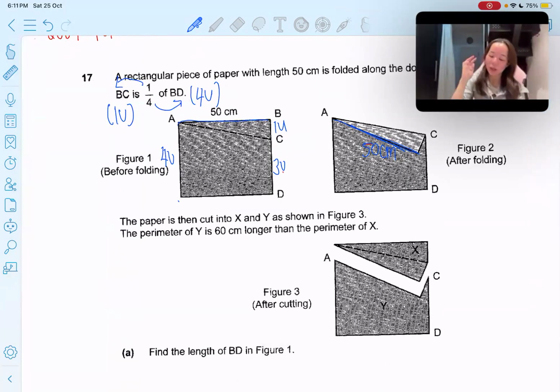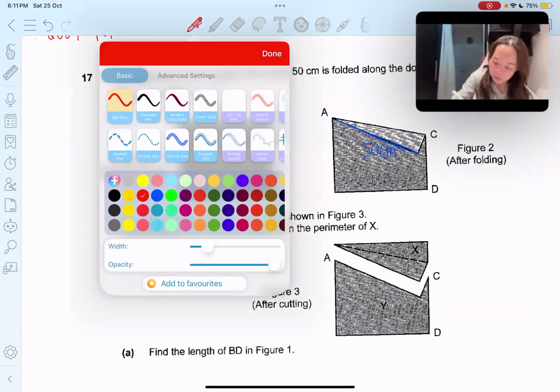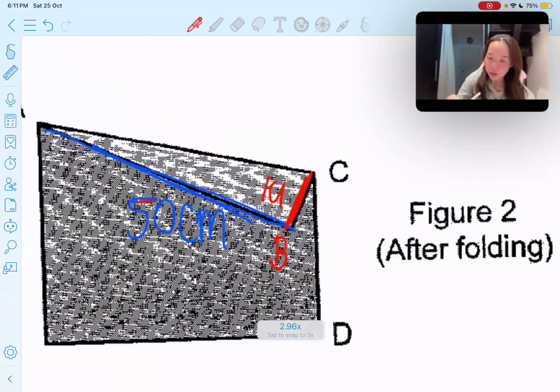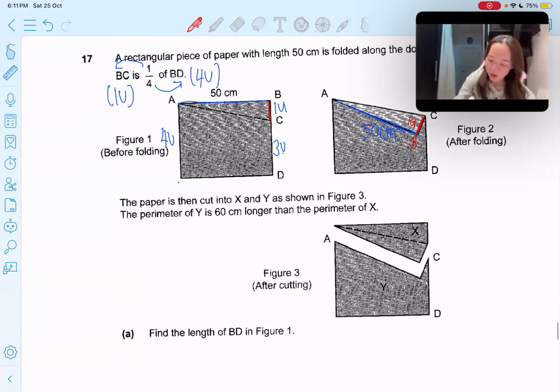Now let's try and understand. If this part here BC is 1 unit, when I fold it, this is actually your B. So BC here is also 1 unit. Just to let you see clearer, BC here is 1 unit. Now let's try and understand the question.